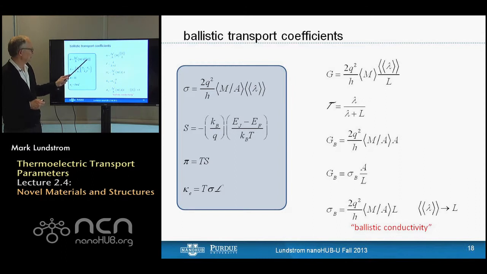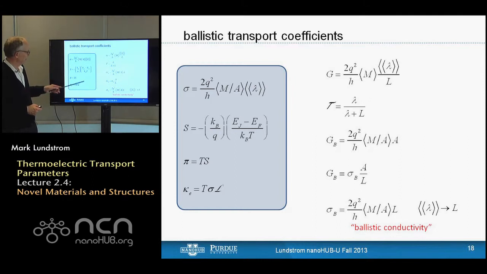We simply take our traditional expression and replace the average mean free path by the length of the conductor. The simple physical explanation is that there's a lot of scattering in the first contact. Electrons go ballistically across the structure with length L, and then they immediately scatter in the second contact. So the average distance between scattering events is just the length of that ballistic channel.